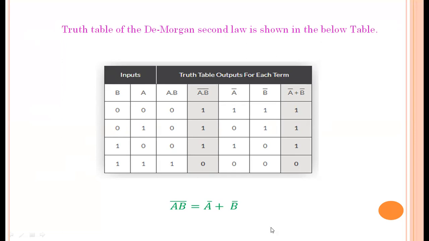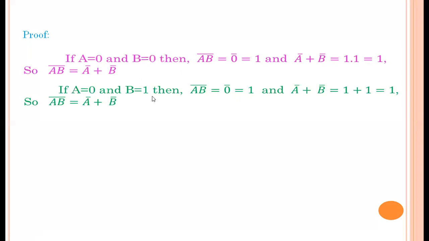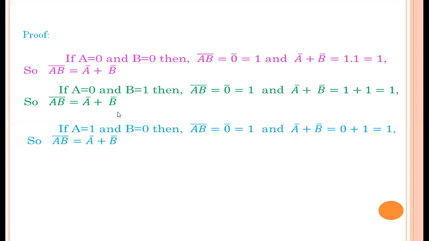So De Morgan's theorem mathematically says that (AB) bar is equal to A bar plus B bar. We can verify this using different inputs. For example, if A is 0 and B is 0, (AB) bar is 0 into 0, and 0 bar is 1. Similarly, A bar plus B bar is 1. So both outputs are equal. If A is 0 and B is 1, (AB) bar is 1 and A bar plus B bar is 1. Both outputs are equal.